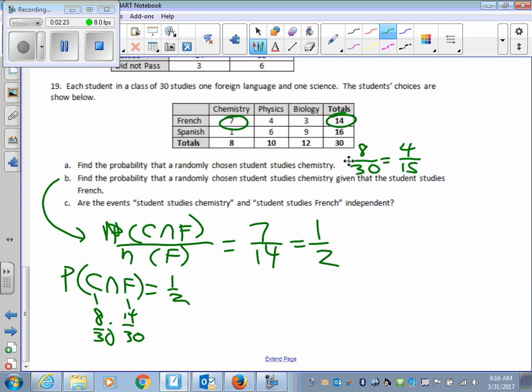It's pretty obvious that it isn't. 8 times 14 is 112, so we get 112 over 900. And that'll reduce some, but it certainly doesn't reduce to 1/2. So the answer is no, they are not independent.